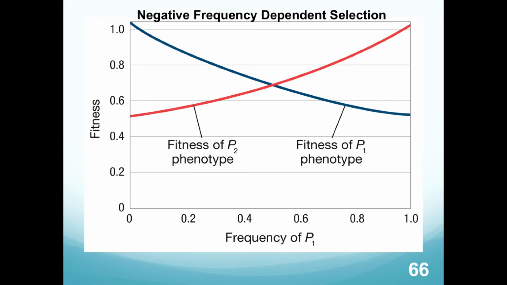Finally, negative frequency-dependent selection is also dependent on the frequency of an allele in a population, but it selects for alleles that are rare in the population. So if we look at the frequency of allele P1 in this population, when the frequency is low, the fitness is very high, and when the frequency goes up, the fitness of the allele becomes less and less.